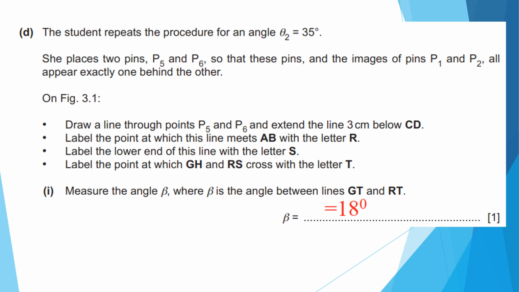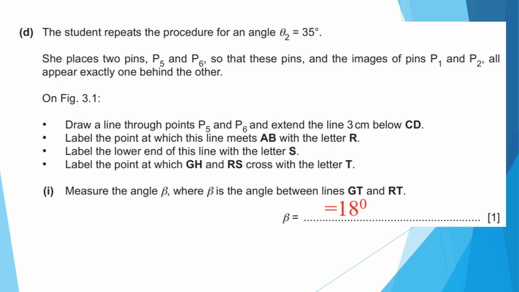Then fourth part, label the point at which GH and RS cross with each other with the letter T. So the two lines which you have drawn, P3 and P4, P5 and P6, these two lines below CD, they are intersecting at a point. That intersecting point should be labeled as T.